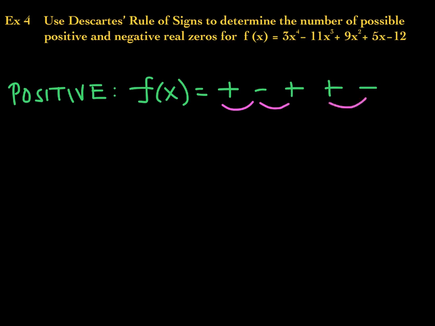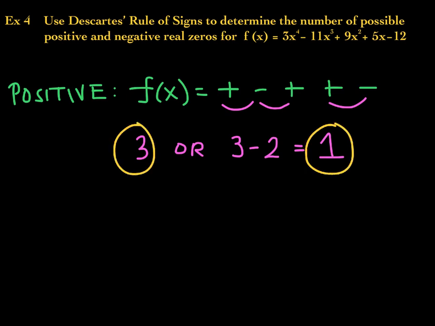So Descartes' Rule of Signs says that's exactly how many positive zeros you're going to have, or less than that number by a multiple of 2. So you will either have 3 or 1 positive zero. Those are your options. Now let's talk about negative zeros, okay?